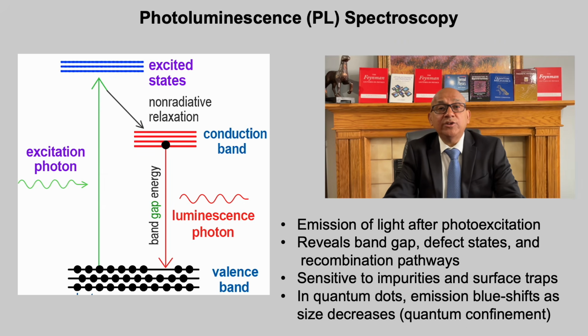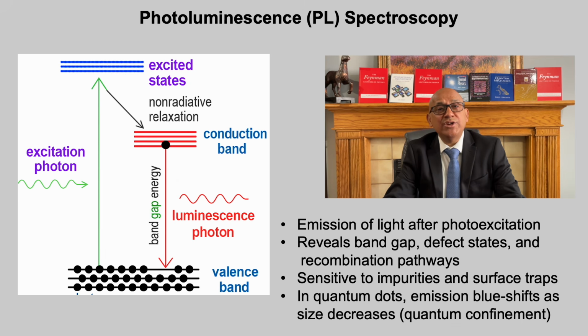While UV-Vis spectroscopy tells us how a material absorbs light, photoluminescence reveals what happens after that energy is absorbed. Photoluminescence, or PL, measures the light emitted when excited electrons recombine with holes. A laser or lamp excites electrons to higher energy levels. As they return, they emit photons characteristic of the material's electronic structure.